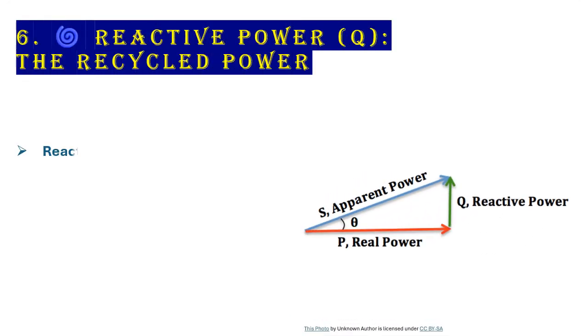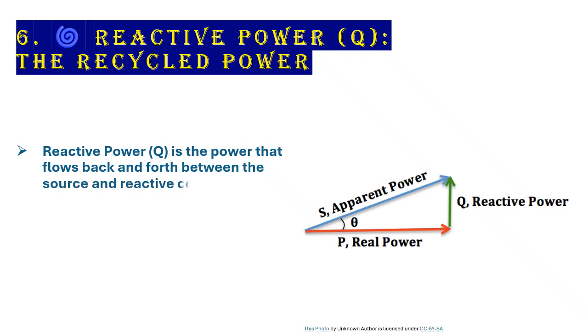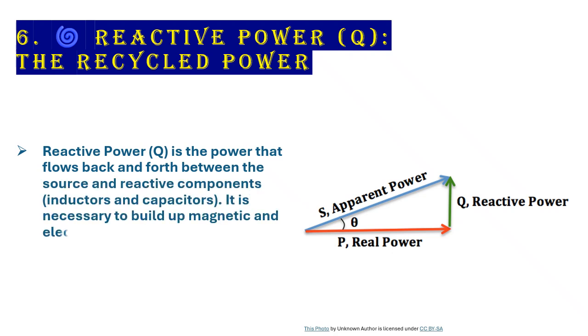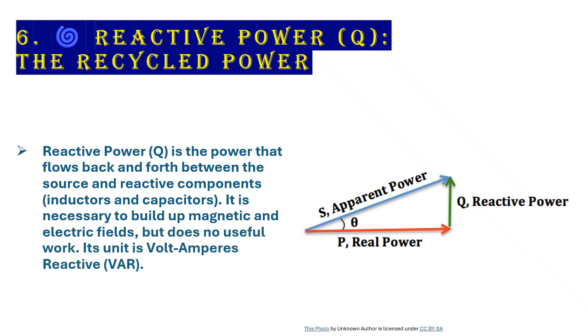6. Reactive power, Q. The recycled power. Reactive power, Q, is the power that flows back and forth between the source and reactive components, inductors and capacitors. It is necessary to build up magnetic and electric fields, but does no useful work. Its unit is voltamperes reactive, var.